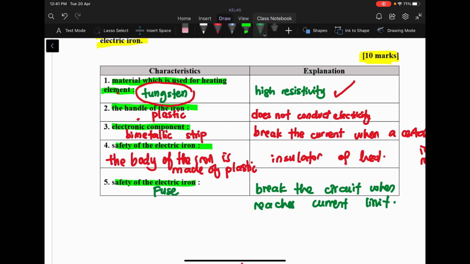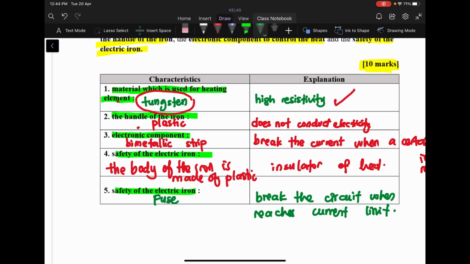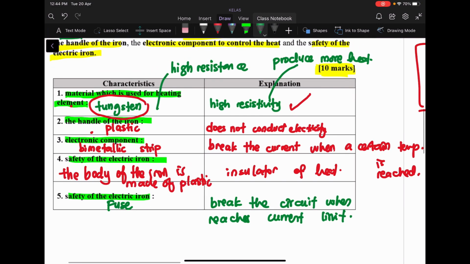What else? Tungsten ke apa nichrome, awak tak tahu. You can see, you want something that has high resistance material. Why? Because if that material has high resistance, what happen? It will? Yes, very good. Excellent. Duduk. Produce more heat. Okay, duduk. Right. Okay, because we want heat.